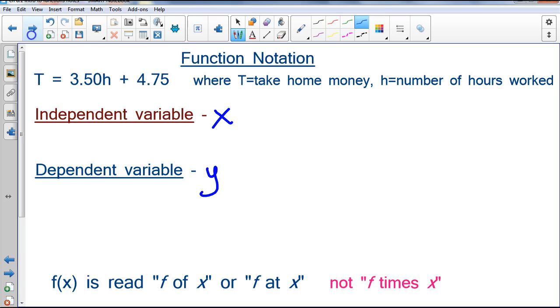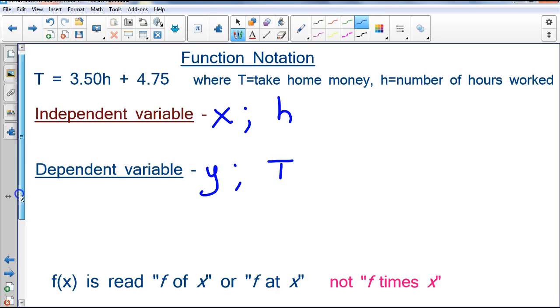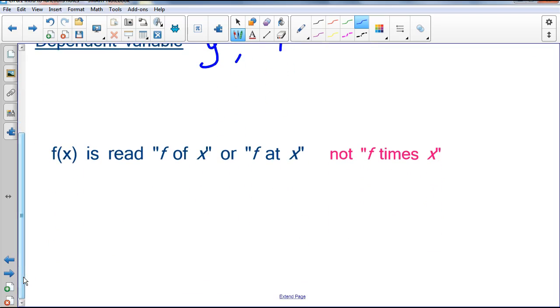Your take-home money depends on the number of hours you worked. So my dependent variable in this case is t, and my independent variable in this case is h, which represents the number of hours I worked. So if we take a look, function notation is read f of x or f at x, not f times x. Most of the time in class I'll probably say that one. Sometimes if you're reading graphs that one might help. But this is function notation.